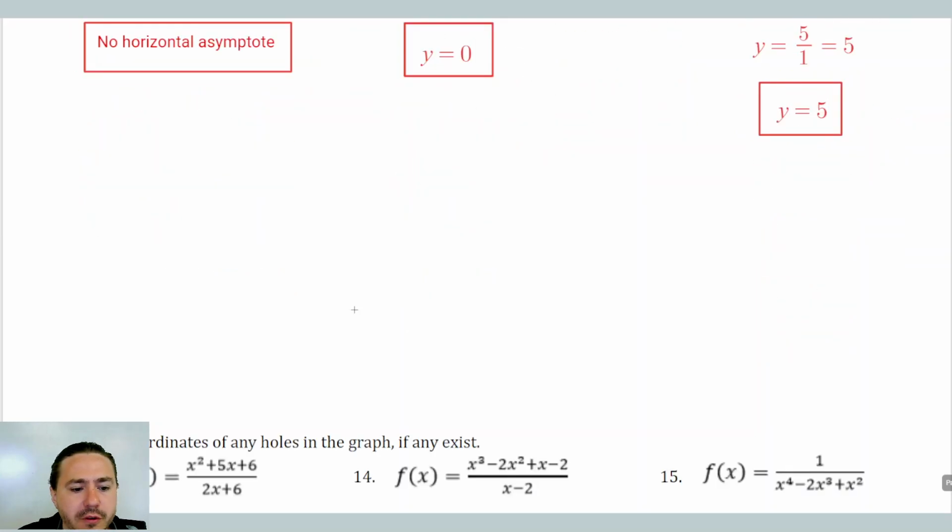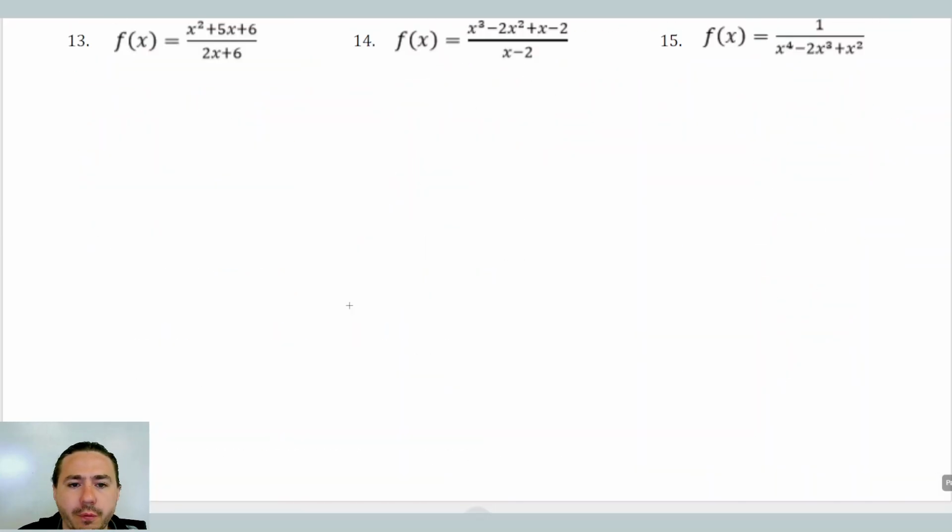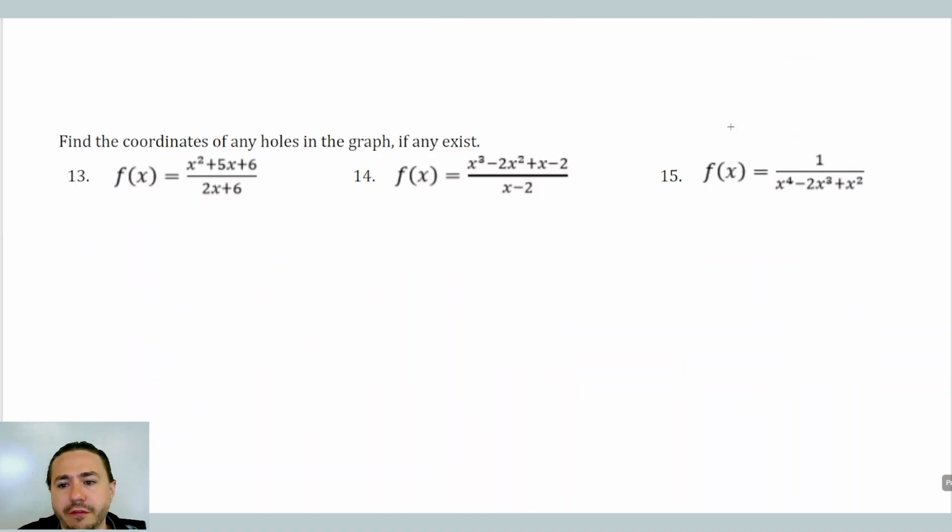All right, so that's it for horizontal asymptotes. And for these last few problems, we're going to look for holes if there are any, which means we're going to have to factor these. So we'll just have a little factoring practice here.